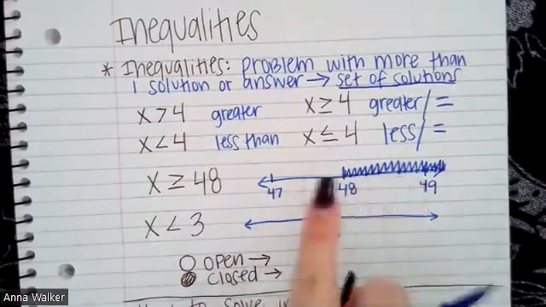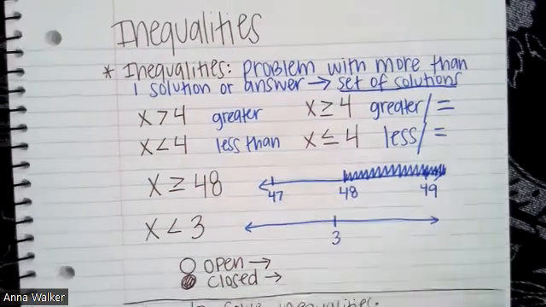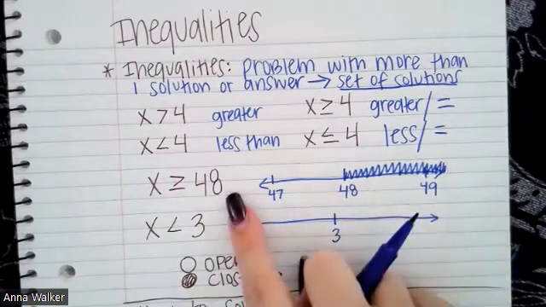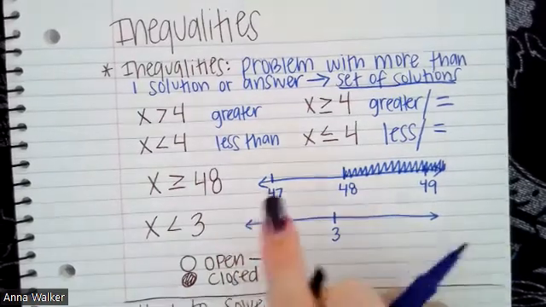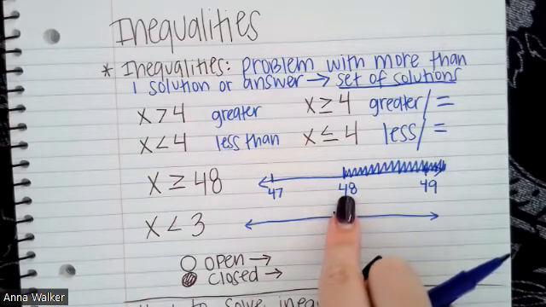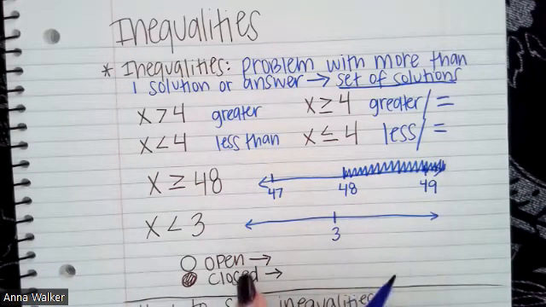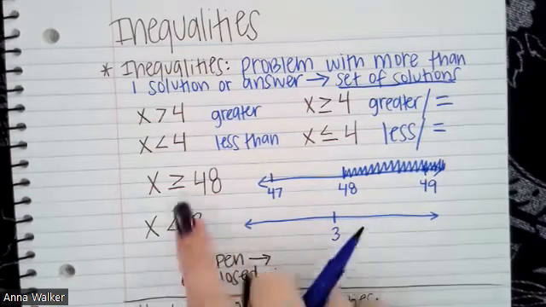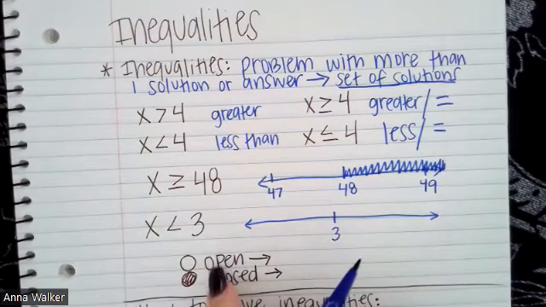So that means my shading would go on and on and on forever. And I think y'all would agree, even 48.01 is greater than 48. But I also want to make sure I designate whether or not I want to include the number. So this is where we need to place a dot or a point on the number line. And depending on what the symbol is, we're either going to use an open or a closed dot.